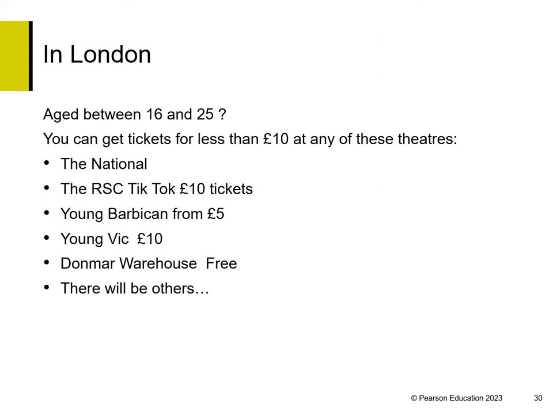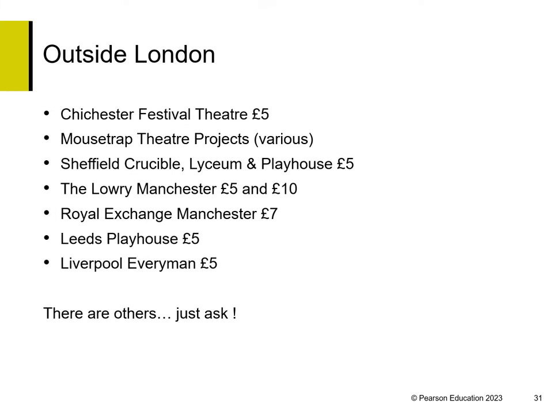I do understand that a lot of people say our students can't afford it, it isn't possible, we just can't get there. So as of now, September 2023, in London, if you're aged between 16 and 25, you can get tickets for less than £10 at any of these theatres. The National, the RSC, the Barbican, the Young Vic, the Donmar Warehouse have a small number of tickets that are free, which is absolutely incredible, as well as the £5 or £10 tickets. And there will be lots of others. These were just some that I looked up very, very quickly.